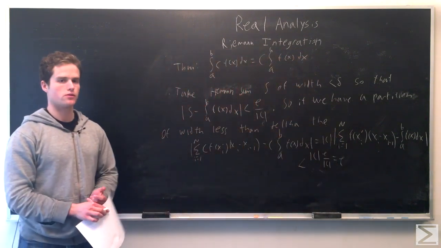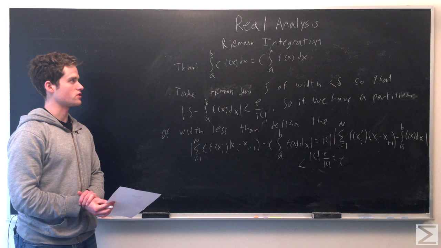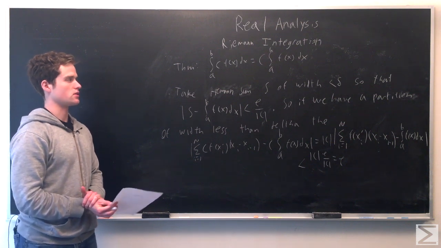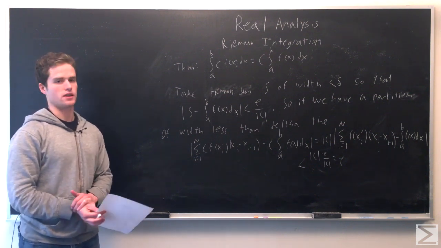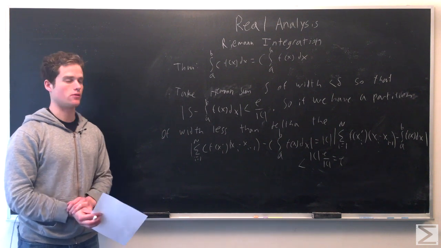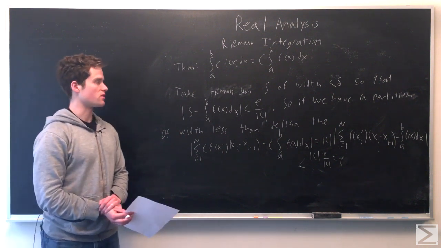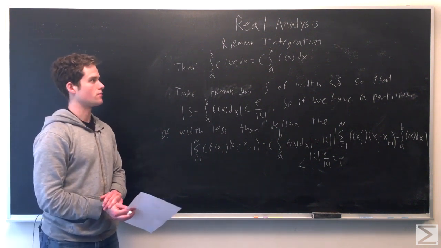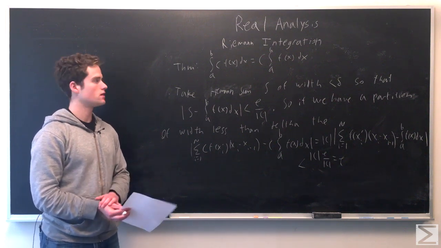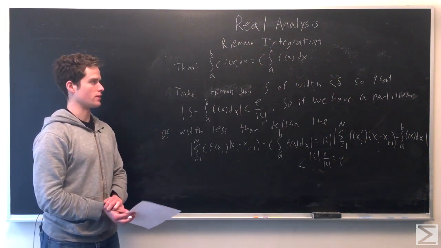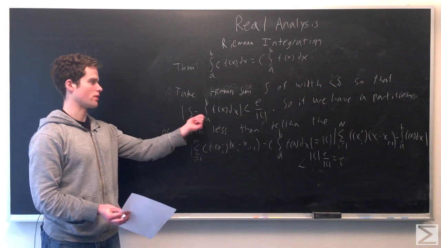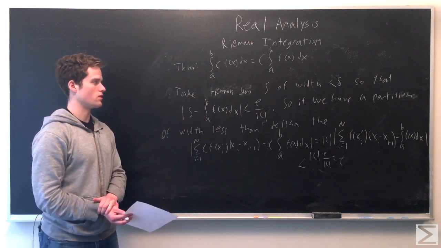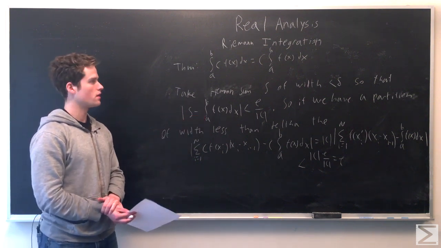So we can show the integral from a to b of c times some function f of x dx is equal to c times the integral from a to b of f of x dx, where f of x is some Riemann integrable function. So we're going to take some Riemann sum s of f of x, taking the width of the partition to be less than delta, so s minus integral from a to b f of x dx is less than e over the absolute value of c.